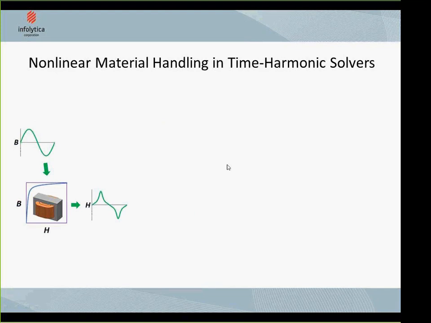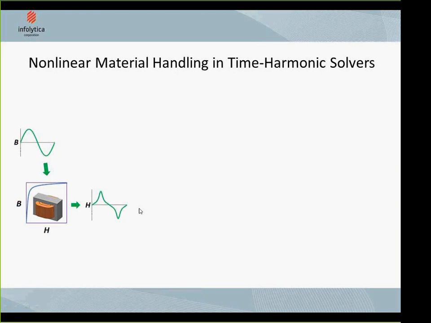So how does MagNet 7.8 handle these? I'm going to use sinusoidal B, which corresponds to a voltage-driven problem, which actually corresponds to a transformer. And we can see that, as I said before, if you expose your core to a sinusoidal-driven B field, the expected H waveform will be non-sinusoidal, and it has the characteristic magnetizing current.